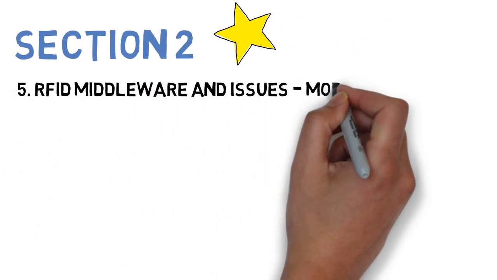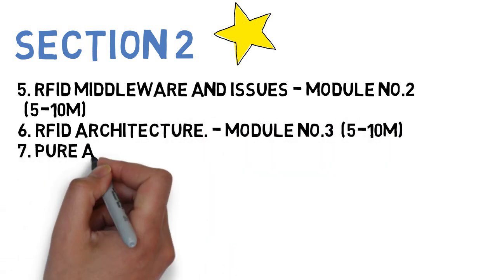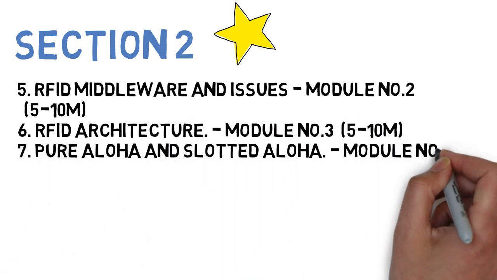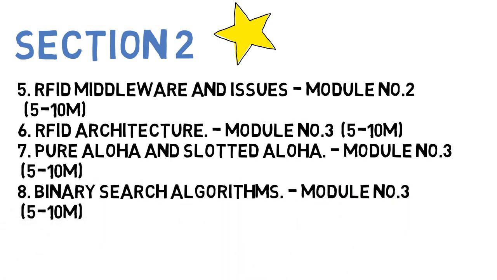Let's go to section 2, wherein the first is RFID middleware and issues. Next is RFID architecture. Next is pure Aloha and slotted Aloha. Next is binary search algorithms. So guys, these are the four that you need to do for section 2, and in all 8 that you need to complete for section 1 and section 2.